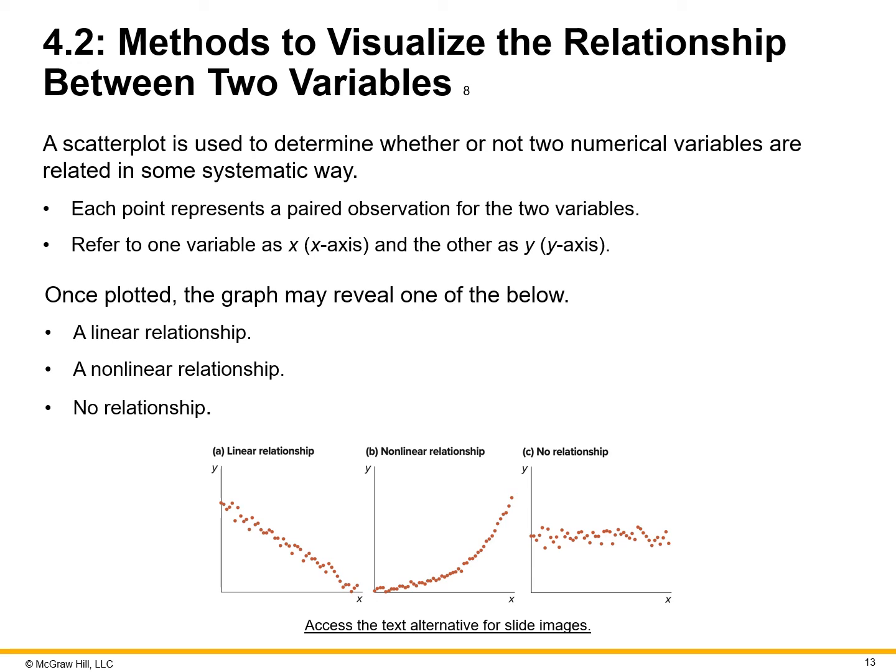The next method of visualizing a relationship between two variables is called a scatter plot. A scatter plot is used to determine whether or not two numerical variables are related in some systematic way. Each point represents a paired observation for the two variables, referred to as one variable as the x-axis and the other as the y-axis. Once plotted, the graph may reveal one of the below: a linear relationship, a non-linear relationship, or no relationship.